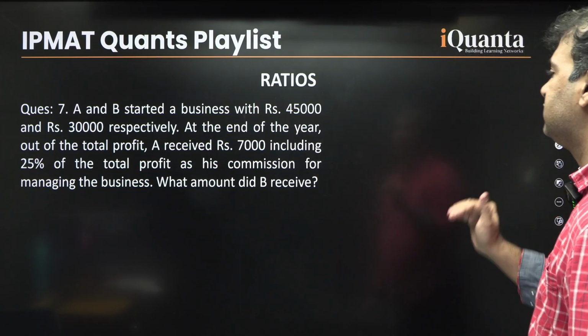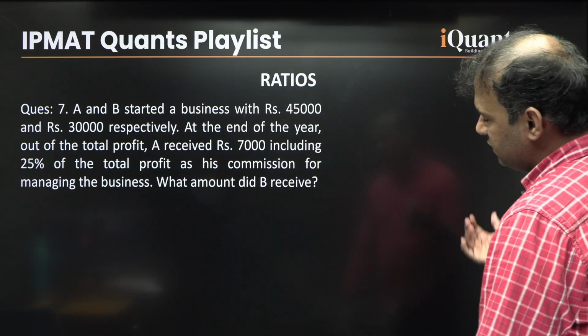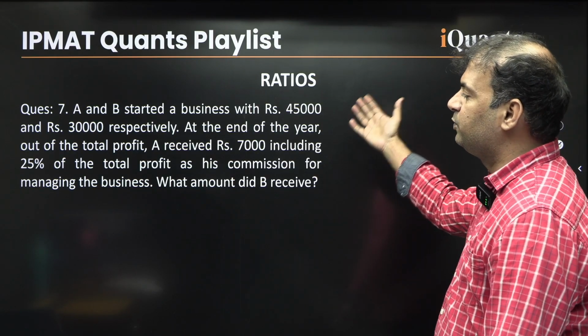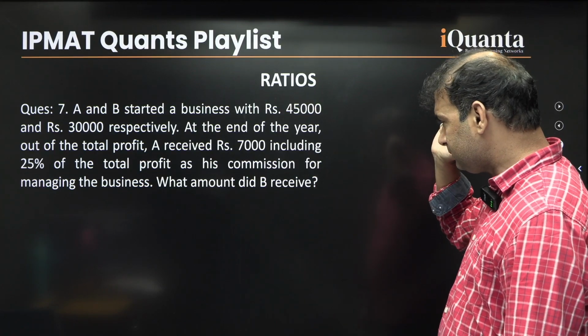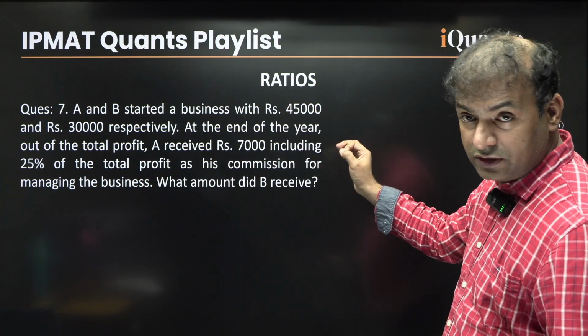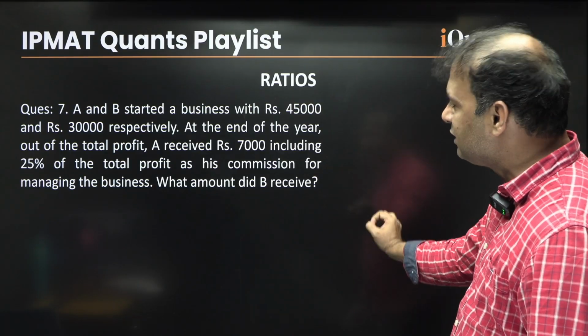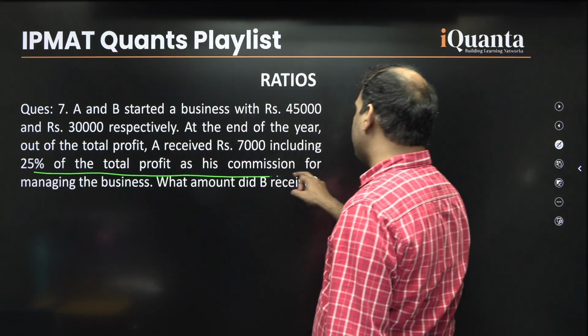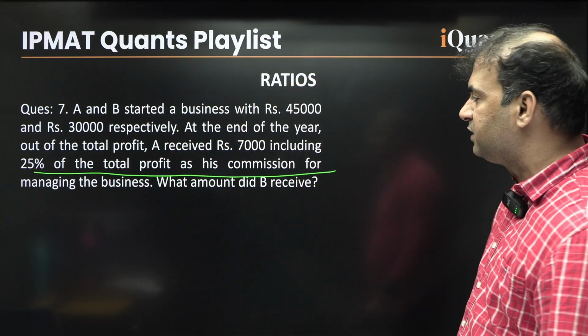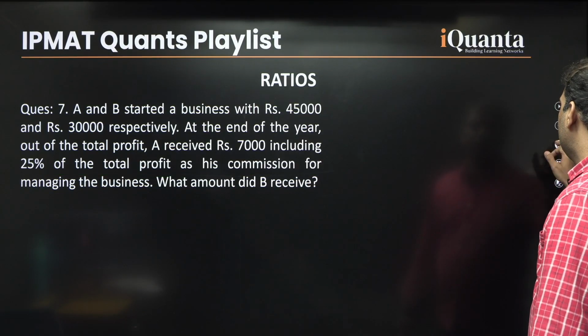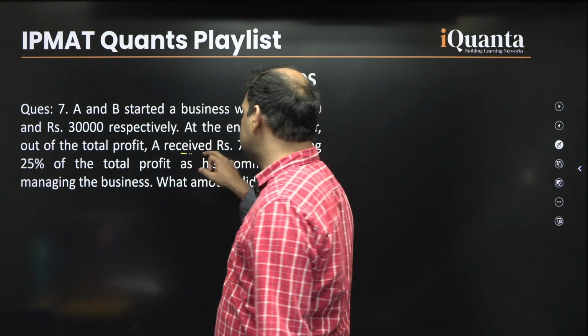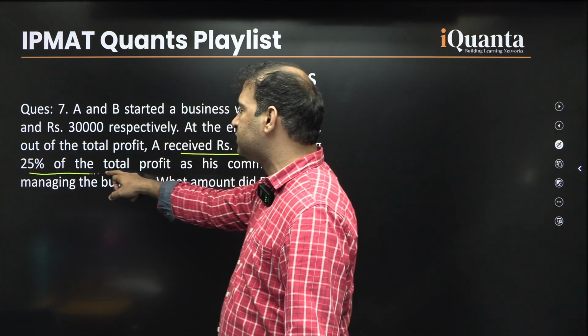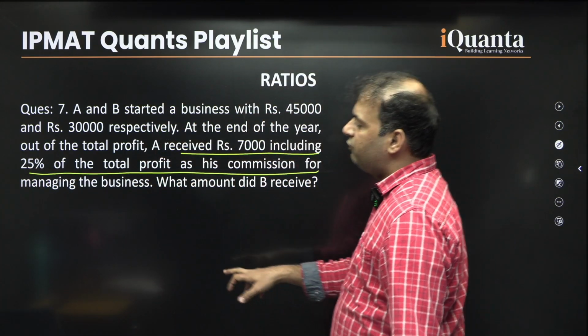So guys, the question says that A and B started a business with rupees 45,000 and rupees 30,000 respectively. At the end of the year, out of the total profit, Mr. A received rupees 7,000, including 25% of the total profit as his commission for managing the business. So this is something new. All right guys, what is happening here? Mr. A received 7,000, including 25% of the profit as a commission for managing the business.